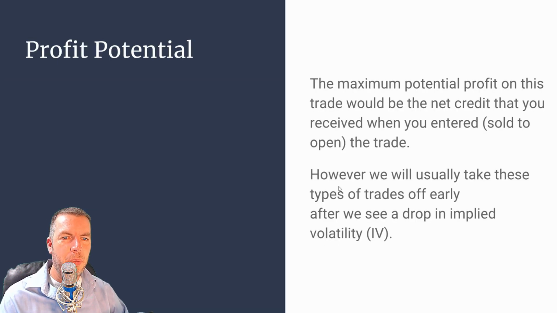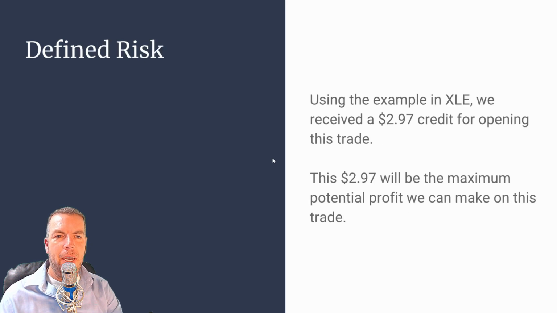So the maximum potential profit on this trade would only be the net credit that you received when you entered or sold to open that trade. However, we're not usually going to hold it all the way to expiration. We're usually going to take these trades off early as we start to see that implied volatility start to drop off. Using the example again in XLE, we received a $2.97 credit for opening this trade. So this $2.97 will be the maximum potential profit that we can make on this trade.